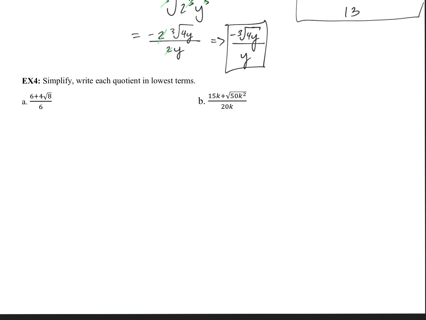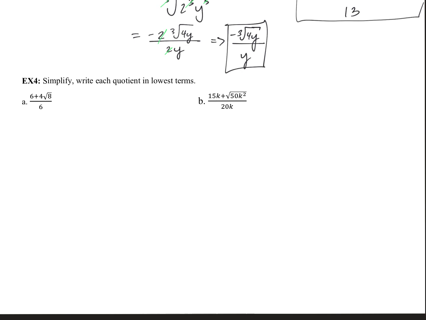All right, our last example. So what do we have here? We have simplify, write each quotient in lowest terms. So the first one, well, there's no radicals in the denominator, so I don't need to simplify that. I just need to make sure that there are no factors that I can pull out and cancel. You know what? I can. Careful though. You might be tempted to say we can cancel the 6 with the 6. Why can't we do that? Because in order to cancel like that, we need to be canceling for multiplication. And that 6 is being added, so we need to create a multiplication before we can cancel.